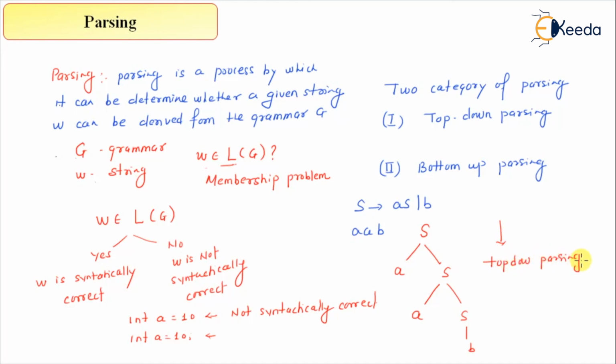We will see how it actually works. But if I go in the upward direction, starting with the leaves and working towards the root, that is S, that is basically called a bottom-up parser. So two different approaches are there in parsing.